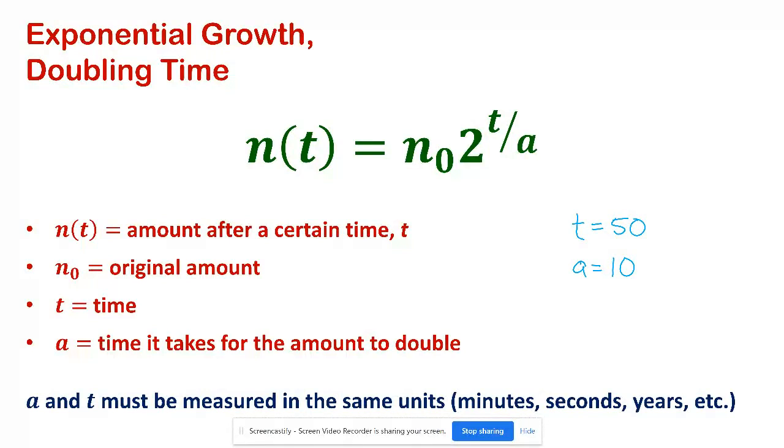If you plug that into this function here, we have 50 divided by 10. So this exponent here would be 5. And what you would do is you would take the existing squirrel population, you would multiply it by 2 5 times, or by 2 to the 5th power. So the exponent tells us how many times something would double. So let's look at an example.